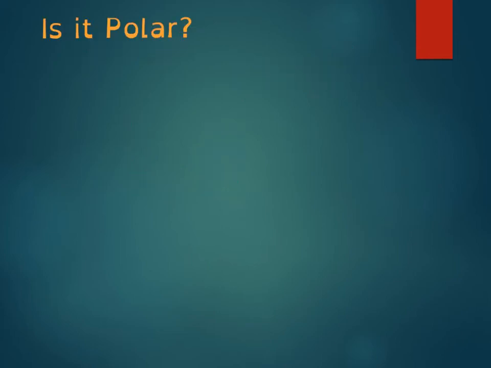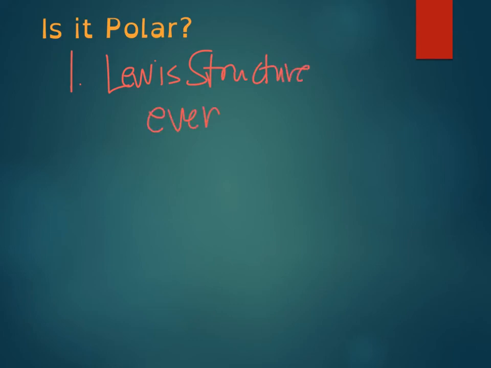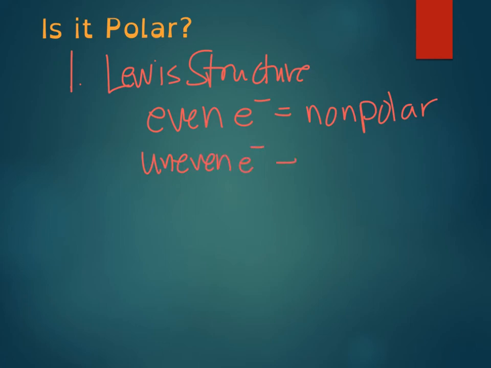All right, so there are 2 ways to figure out if something is polar. Number 1, you can draw the Lewis structure. If you look at the Lewis structure and you have even distribution of electrons, then that is nonpolar. And if you have uneven electrons, that is polar. So that's the easiest way, I think, to figure out if something is polar: just draw the Lewis structure and look at the dots.